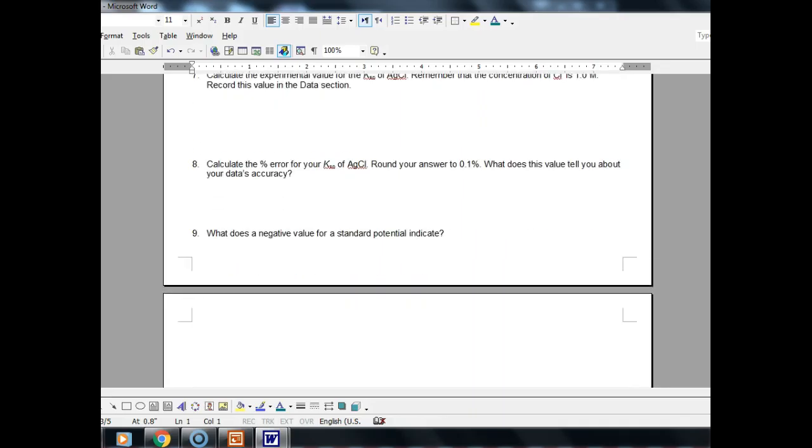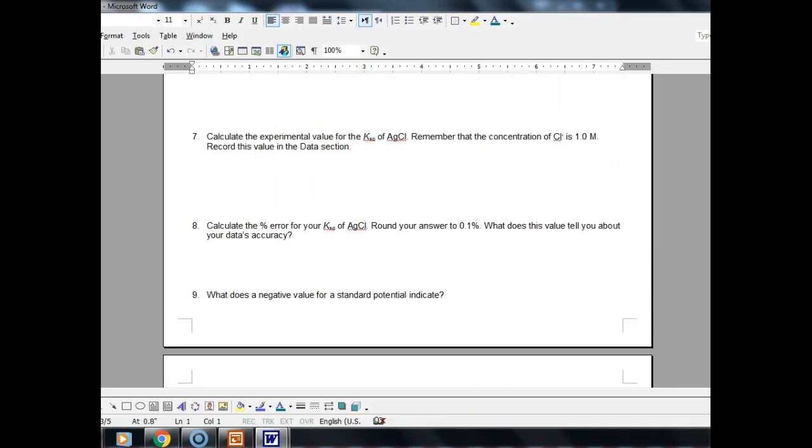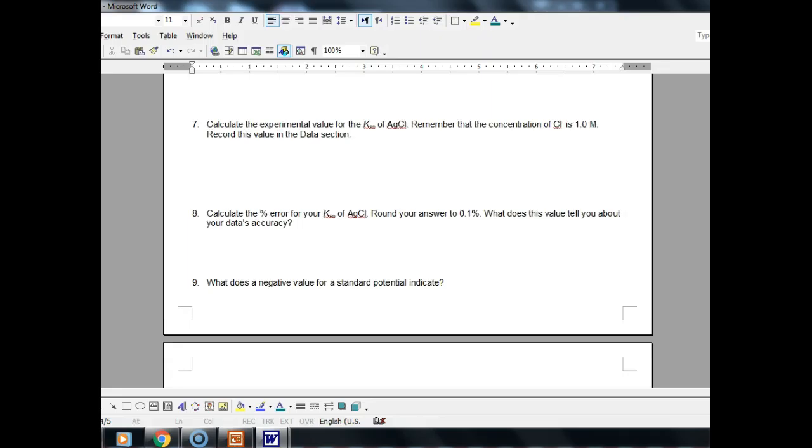And then I ask you, what does a negative value for a standard potential indicate? So what have you gotten from all this? Why was it I made you measure positive voltages or positive potential values? And if it's negative, what does that tell you is actually happening?